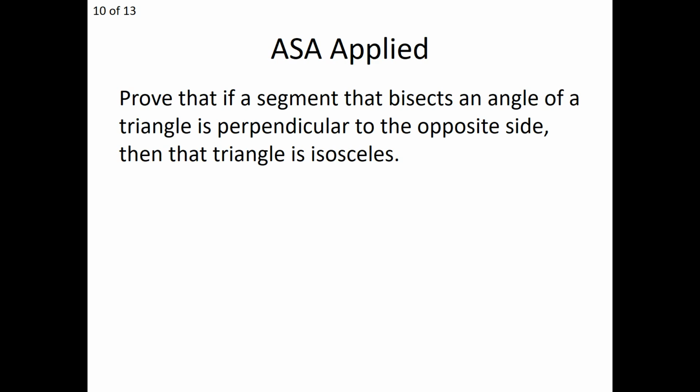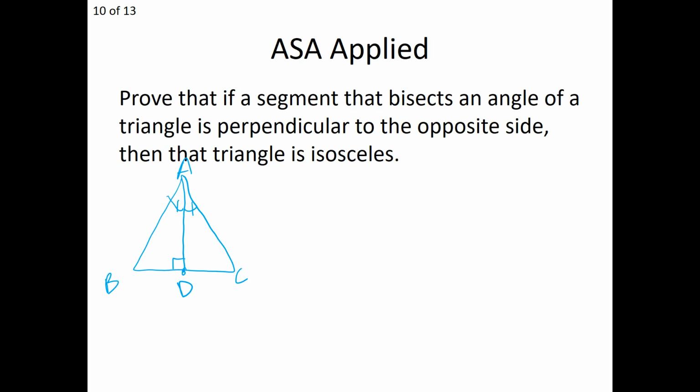In our proof here, prove that if a segment that bisects an angle of a triangle is perpendicular to the opposite side, then that triangle has to be isosceles. Well, what we need is a diagram first. All right, so I have this segment that is going to bisect an angle and is perpendicular to the opposite side. Let's call this triangle ABC. This segment we'll call AD. So AD cuts the top angle in half, right? Angle BAC, bisects that angle, and is perpendicular to the opposite side. Let's prove that this triangle is isosceles.